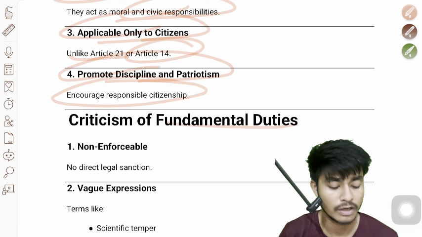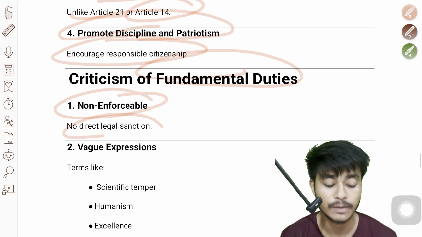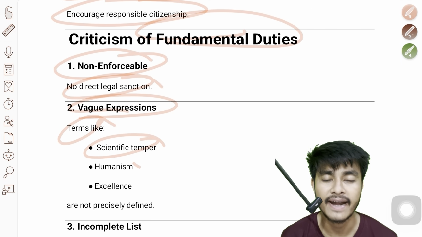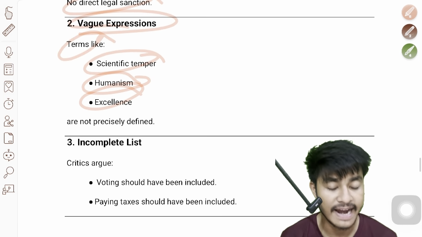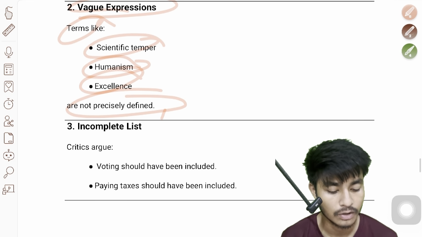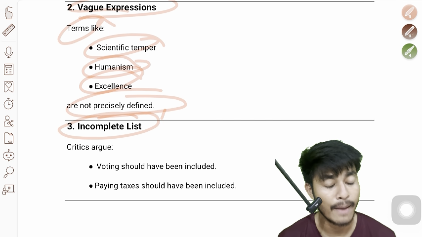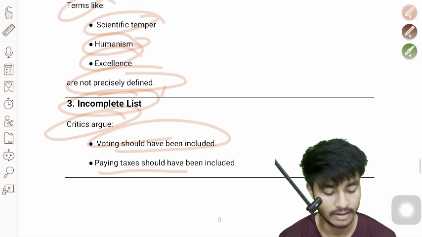So first one is non-enforceable, no direct legal sanction. Second is vague expressions: terms like scientific temper, humanism, and excellence are not precisely defined. And third one is incomplete list. Critics argue voting should have been included, paying taxes should have been included.